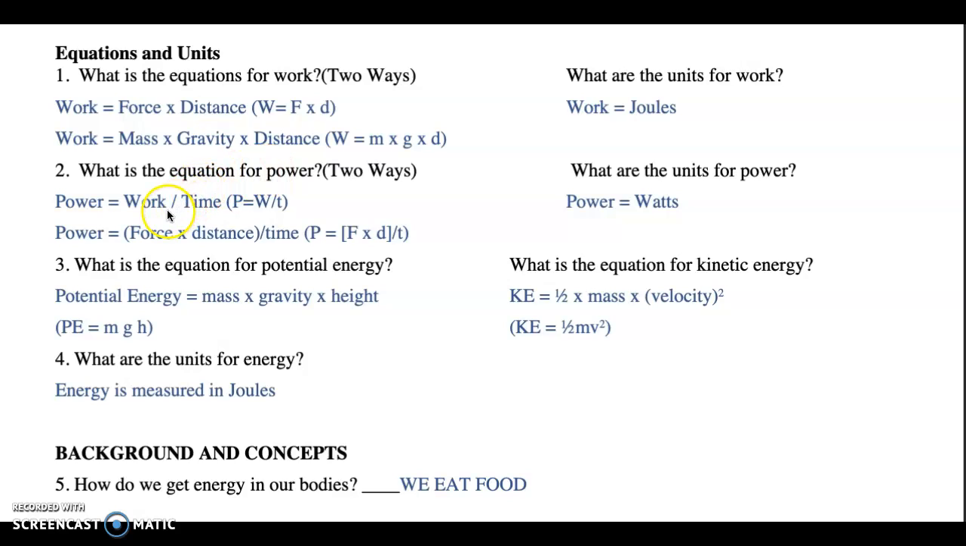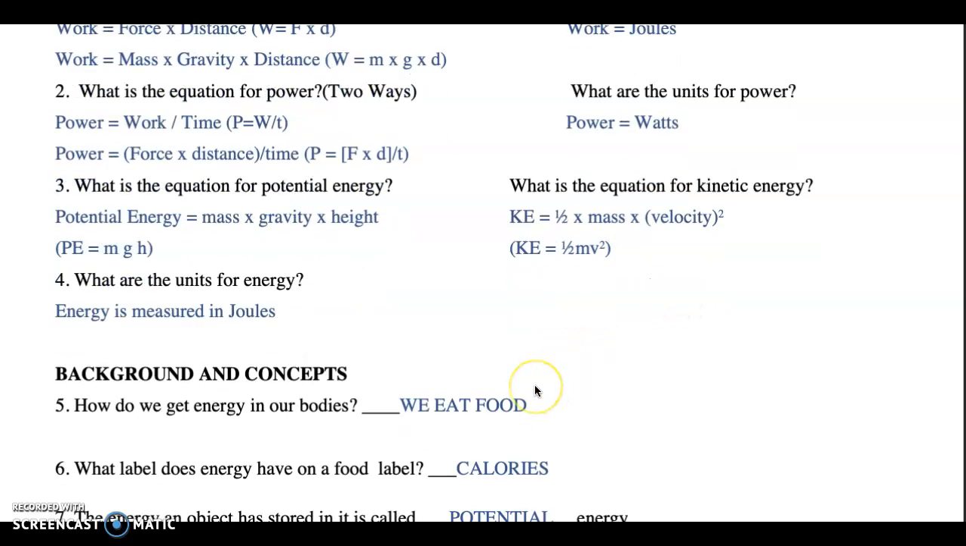The equation for power is work divided by time. It's measured in watts. And since it's work, it's also force times distance divided by time. Potential energy is mass times gravity times height, measured in joules for potential and kinetic. Kinetic is 1/2 times mass times velocity squared.